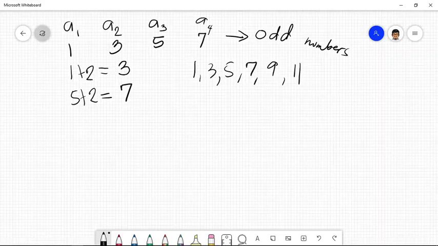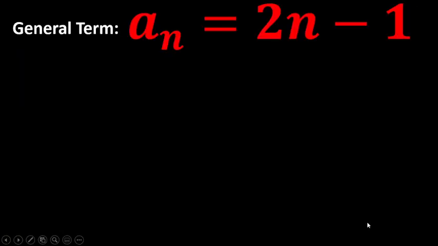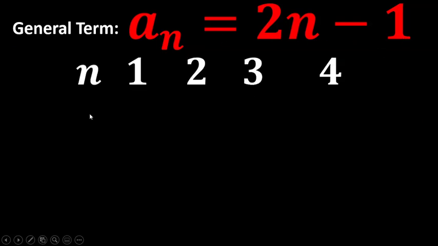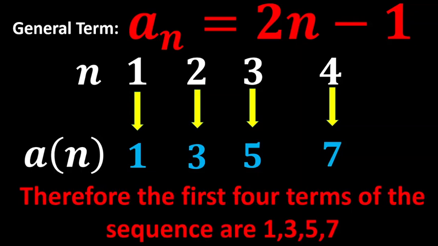Kaso, ang problem lang natin dito ay hanapin daw natin yung unang apat na term. So, meron na tayong 1, 3, 5. Let's continue. If the general term is a sub n is equal to 2n minus 1, and you are looking for the first 4 terms, the first term is 1, the second term is 3, the third term is 5. What will be the fourth term? Okay, 7. Therefore, the first four terms of the sequence are 1, 3, 5, and 7.